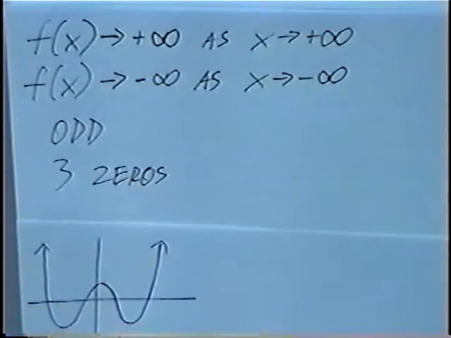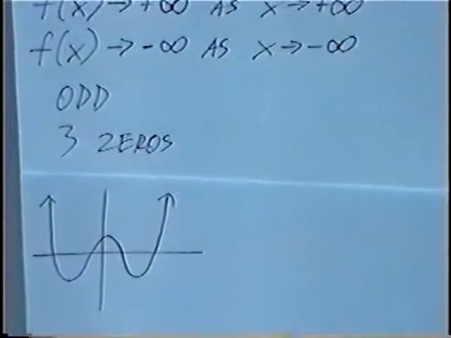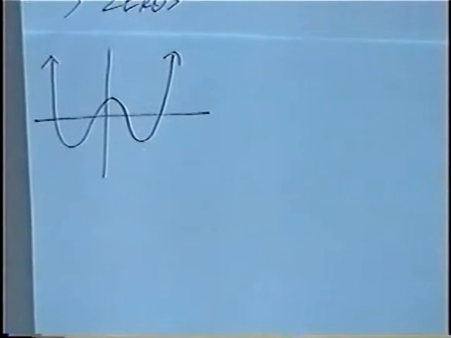Last graph we'll look at for this section. The graph looks like a parabola shape, except it has 2 bottoms, or a W shape. For this graph, again, we'll describe the end behavior, odd or even, and the number of zeros.